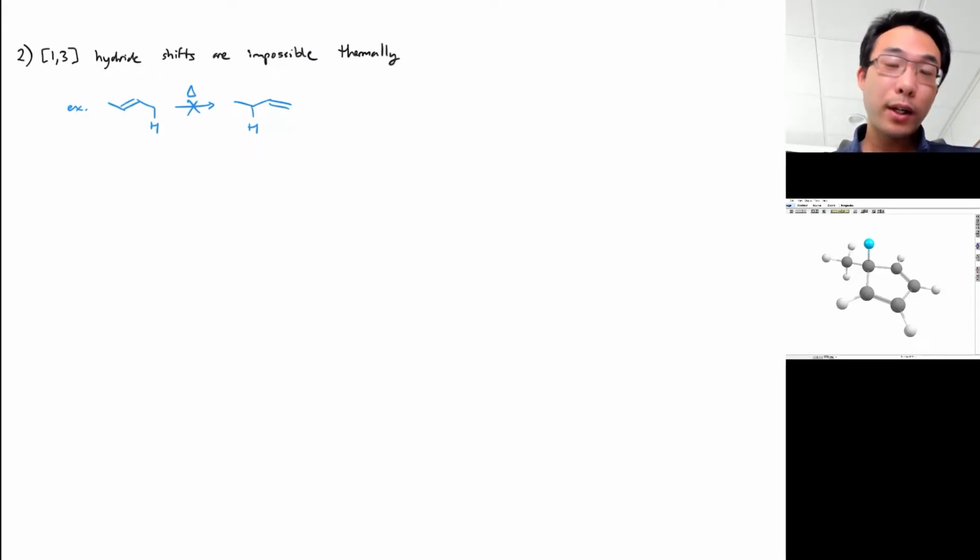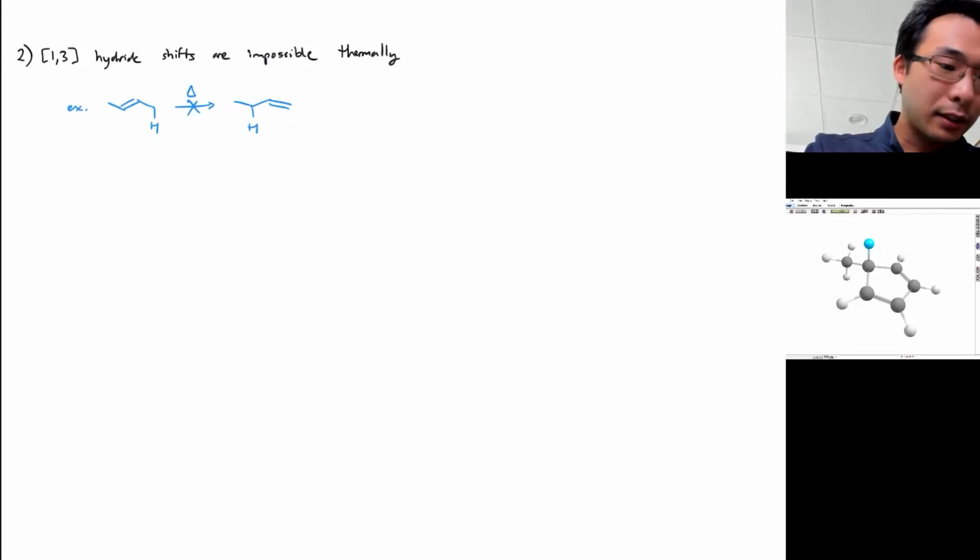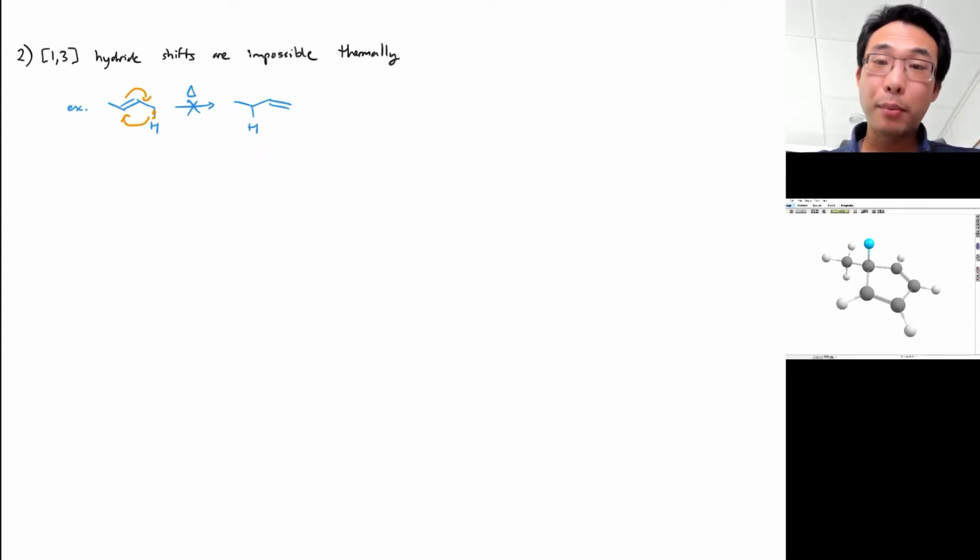Turns out that while 1,5 hydride shifts are thermally allowed, 1,3 hydride shifts are thermally impossible. This is kind of an interesting phenomenon, but it all comes down to an analysis of the frontier molecular orbitals. So here's an example of a hypothetical 1,3 hydride shift where I would be arguing, well, why can't I just do this?